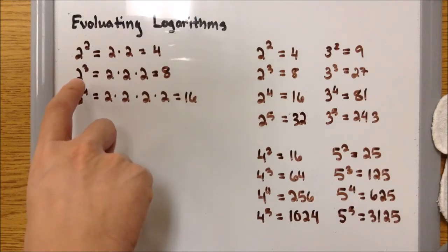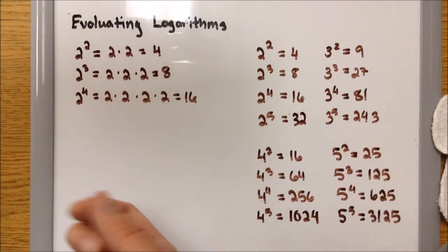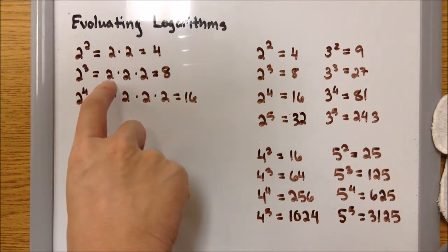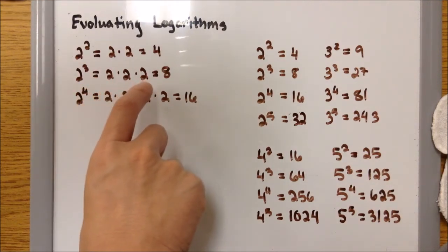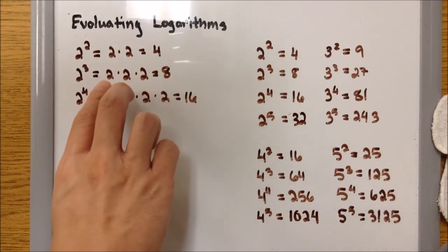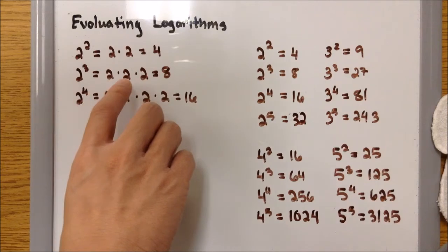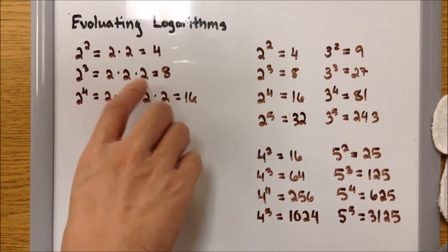Now let's talk about 2 to the third power. Its base, 2, will times itself 3 times. So there's 3 2's: 2 times 2 times 2. Now, all we have to do basically is start from left to right. So 2 times 2 is 4, and then 4 times 2 is 8.